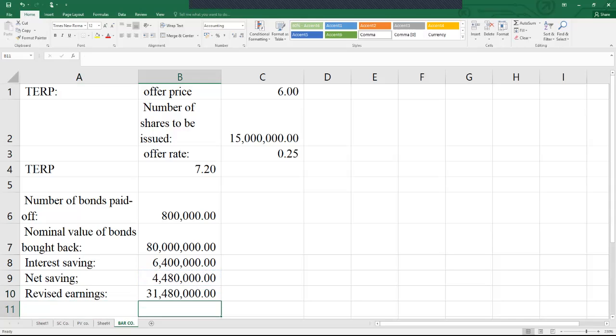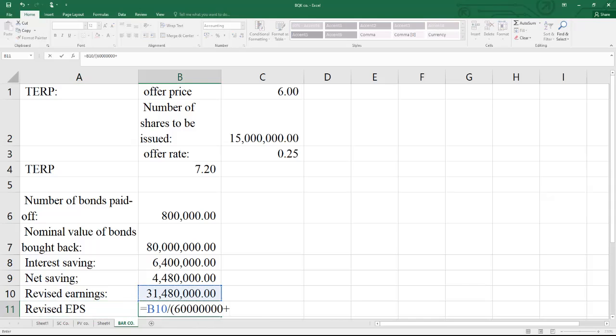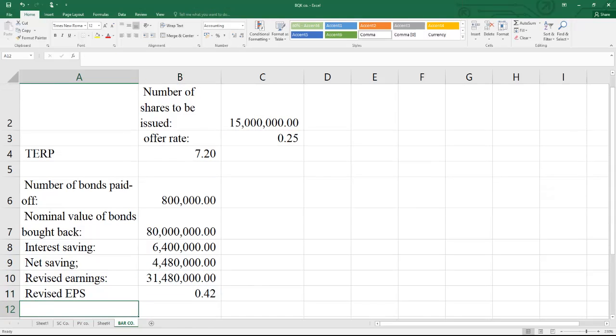Therefore, the revised earnings per share will be equal to total earnings, that 1.48, divided by the number of shares. Don't forget you had 60 million old shares plus the 15 million new shares. So the revised earnings per share: 60 was the old shares plus the new shares, 15, together a combined 75 million, divided into that figure. This gives the earnings per share equal to 0.42.